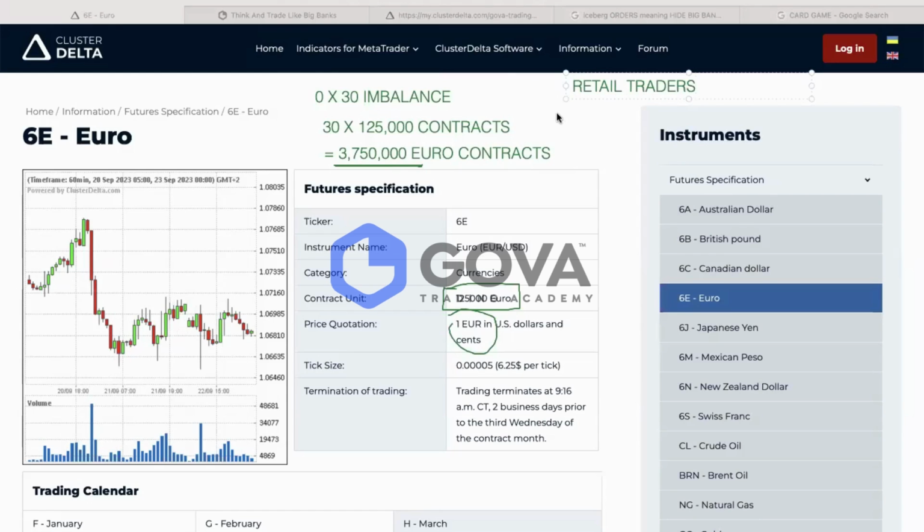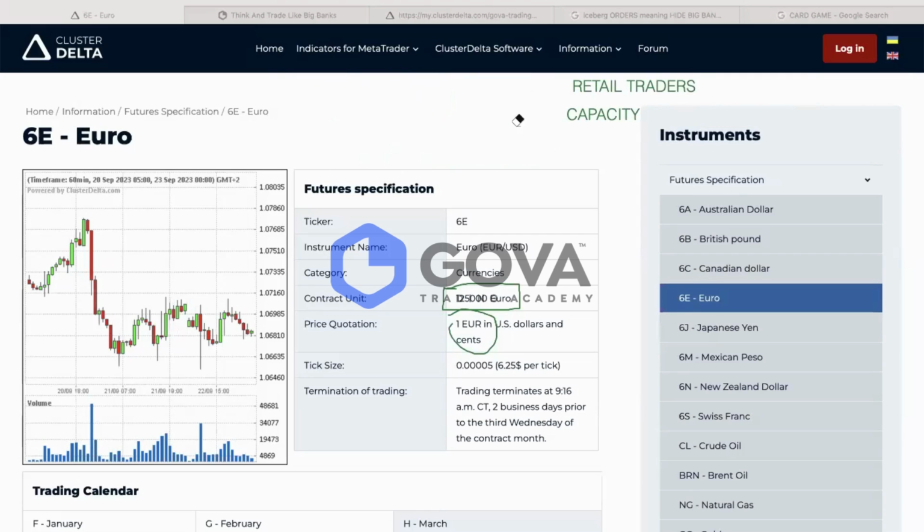Retail traders don't have the capacity to trade a 3 million contract, because our account sizes are usually very small. So who has the capacity to trade 3 million contracts? The only answer I can give you is the big banks. Big banks are the only guys that can trade a 3 million contract in an area.